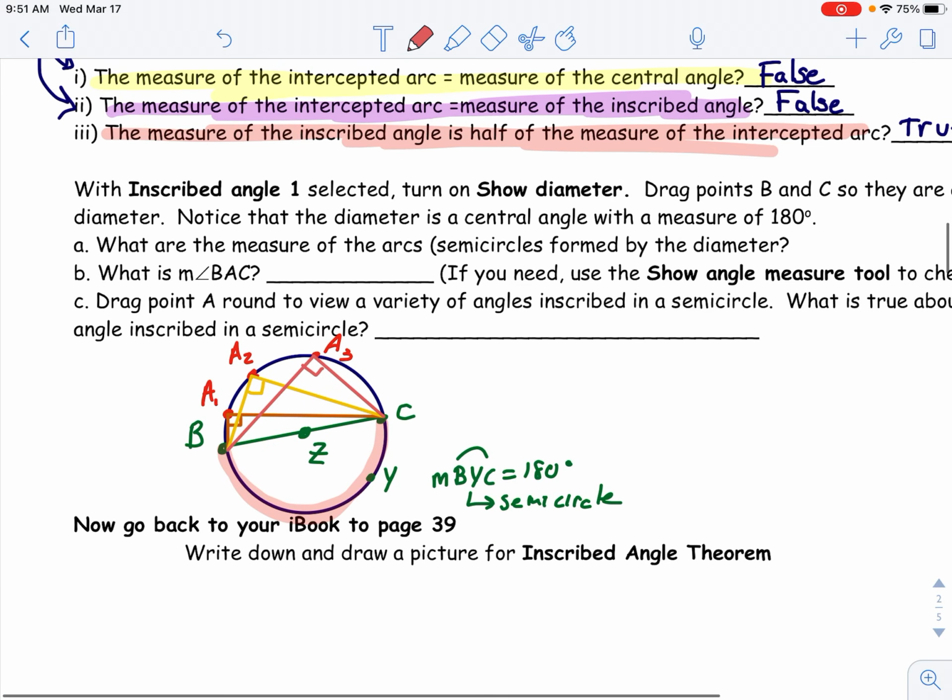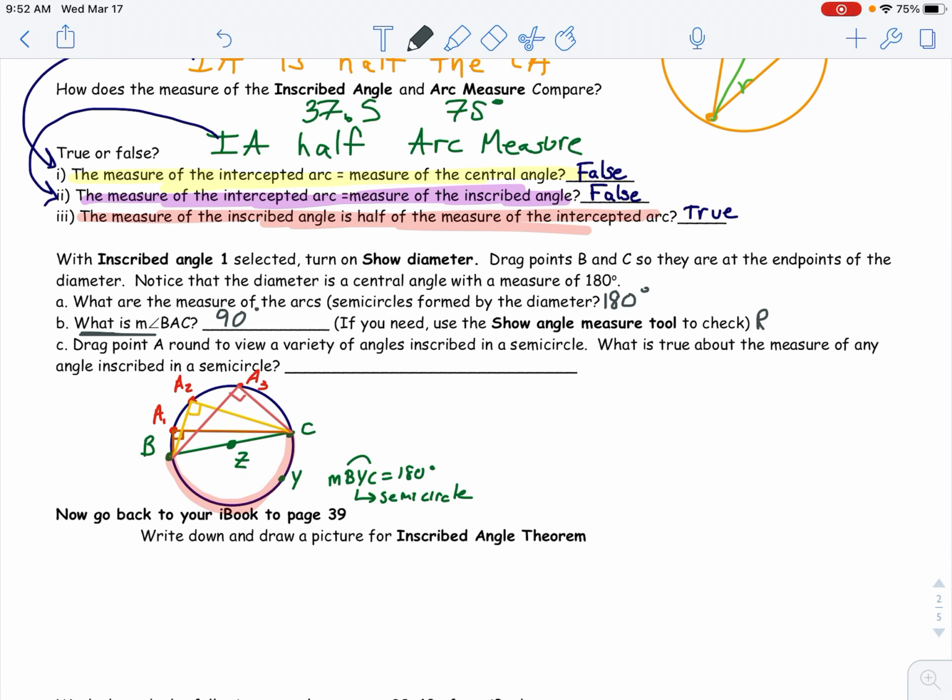All right, so what are the measures of the arcs of the semicircle formed by the diameter? We already said that was 180 degrees. Now, what is the measure of angle BAC? And look, I made up several A's, A sub 1, A sub 2, A sub 3. It doesn't matter which one we pick, it's always 90 degrees. And let's even write, it's a right angle.